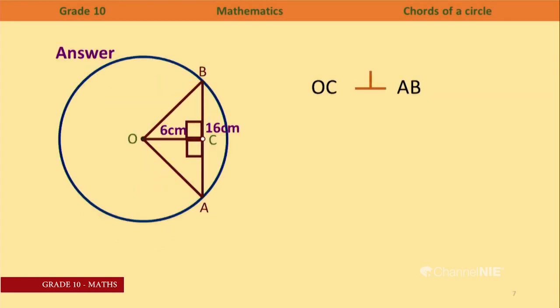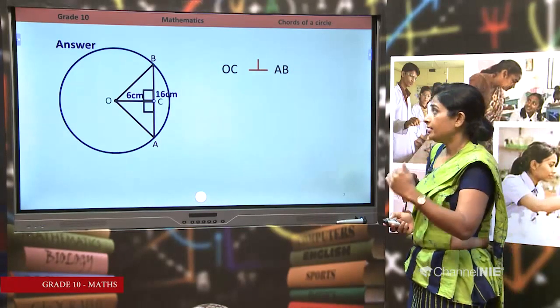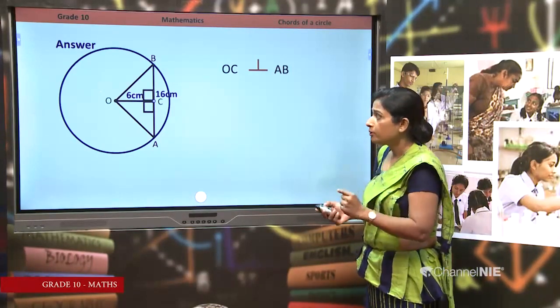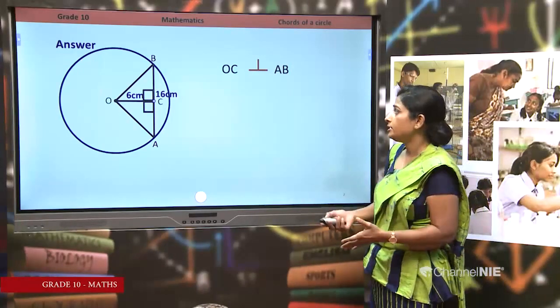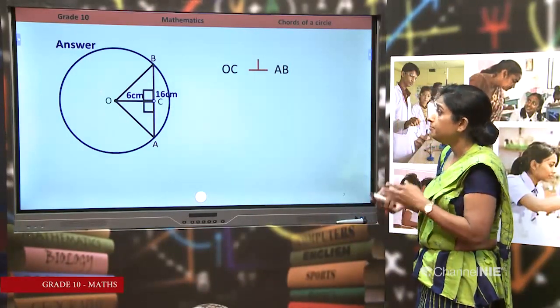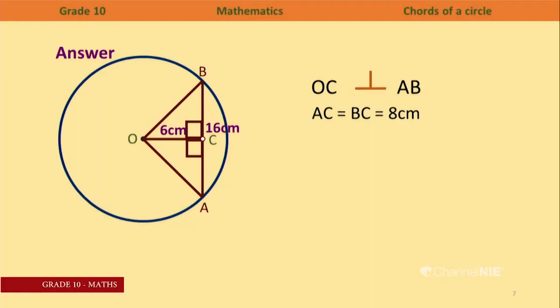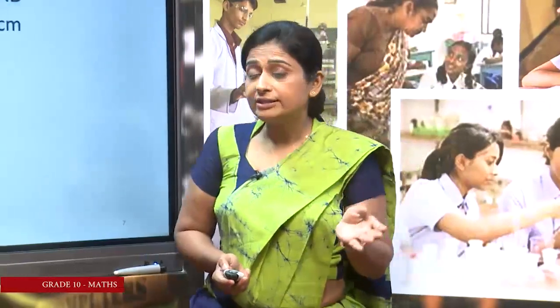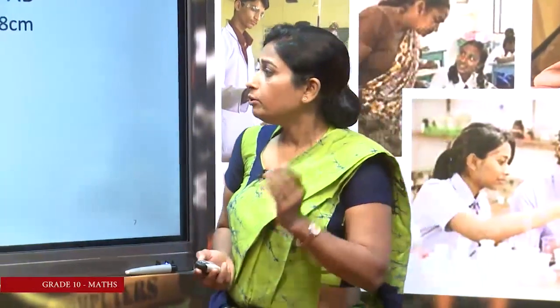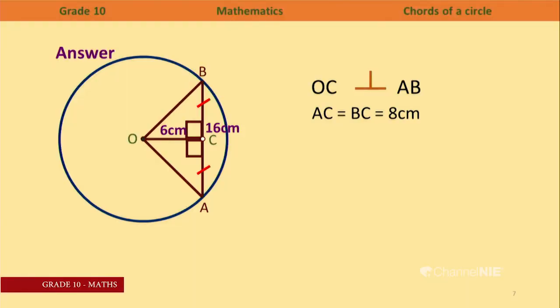Here we know OC is perpendicular to AB. If OC is perpendicular to AB, what conclusion can be taken? That is, C will be the midpoint of the chord. I told you earlier, but here also I am going to say that C is the midpoint of the chord AB. Then we can say AC equals CB equals 8 centimeters. Why is it 8 centimeters? Because AB is the chord, and chord AB is 16 centimeters and half of that is 8 centimeters. Then you have the AC and BC lengths. We can mark it like that.